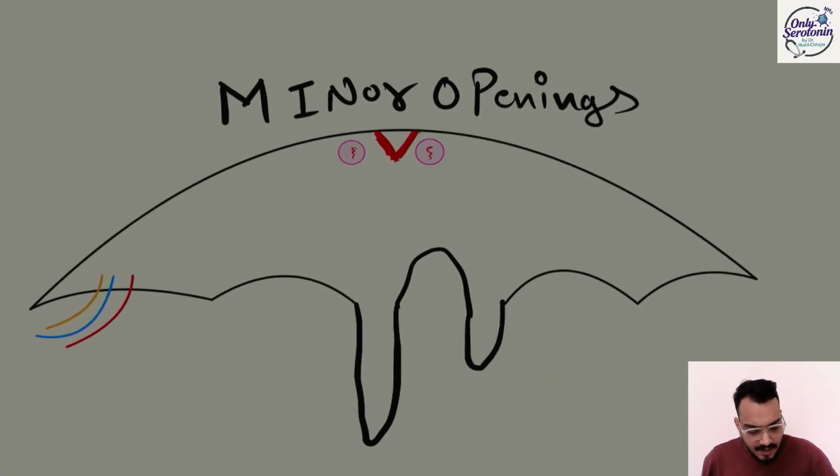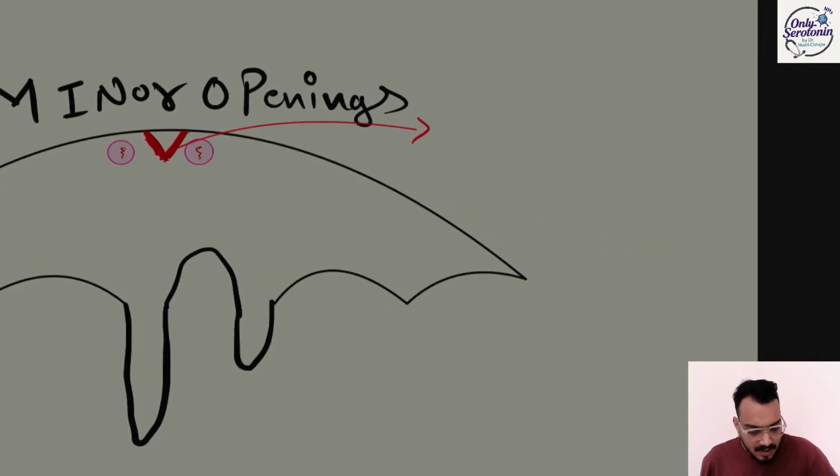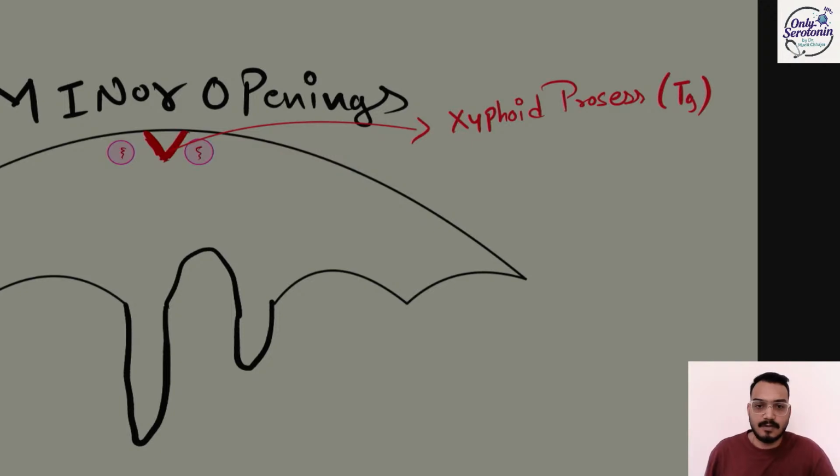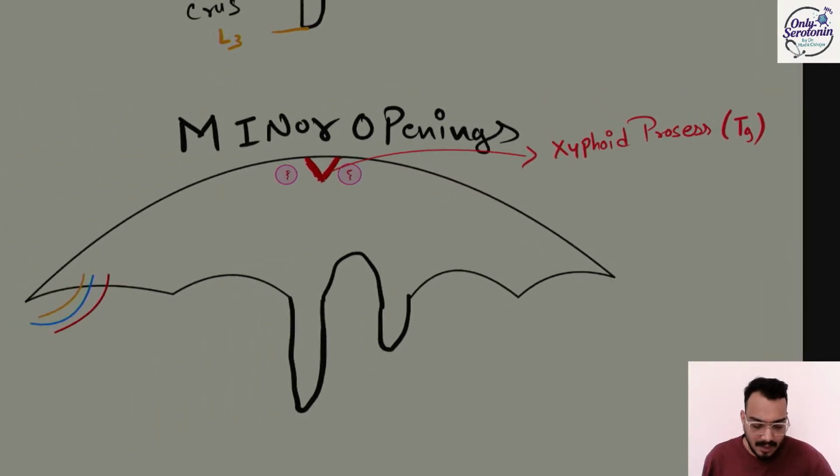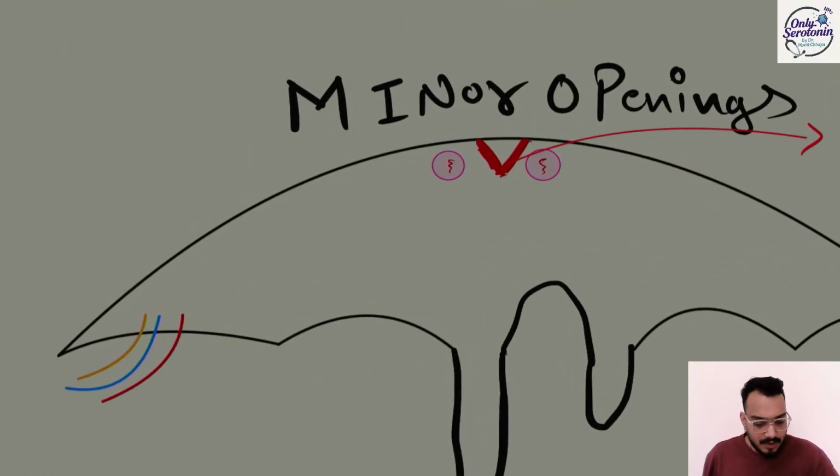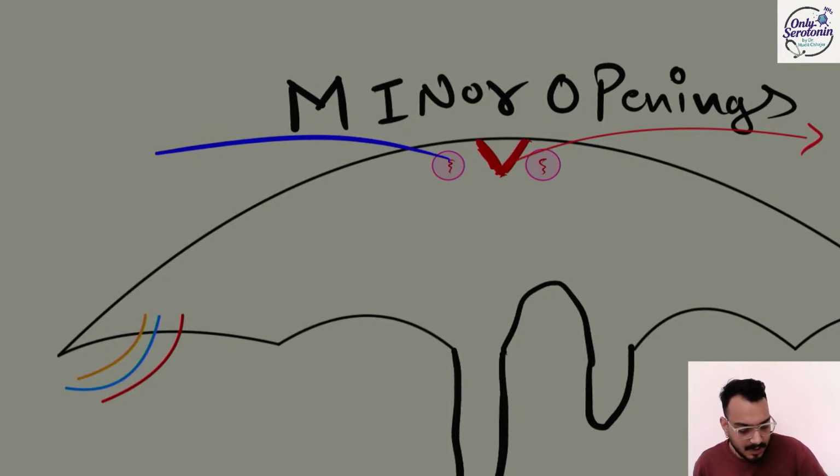For that, this V-shaped structure here is what, guys? It is your xiphoid process. This xiphoid process is present at the level of T9. This xiphoid process is present where, guys? It is present at the level of your thoracic vertebra number 9. On both sides of the xiphoid process, we are having this minor opening, and the name of this minor opening is what, guys?